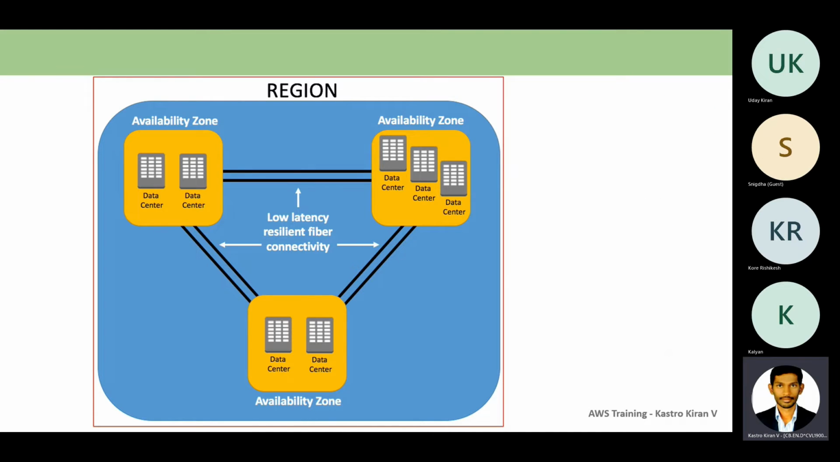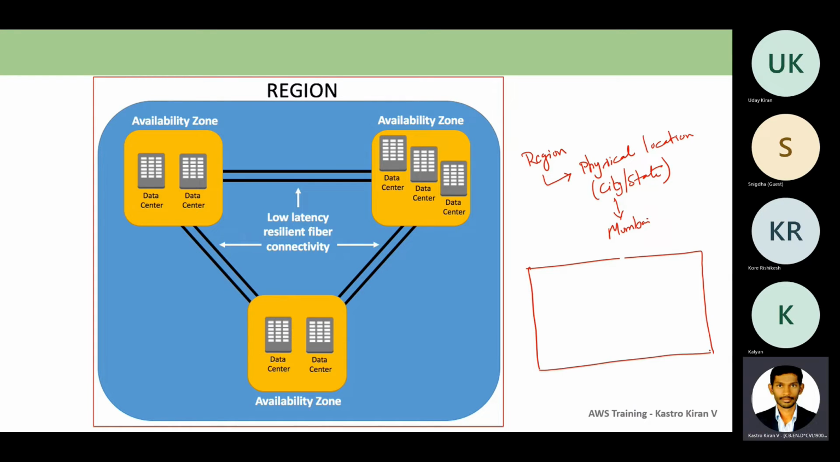First, a region is basically a physical location that is available in a city or in a country. You can say a region is available in a specific city or in a state. In our country, we have one region, which is in Mumbai. Let's say this is the Mumbai city, which I am going to call a region.